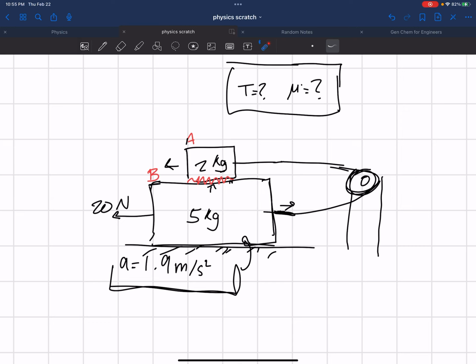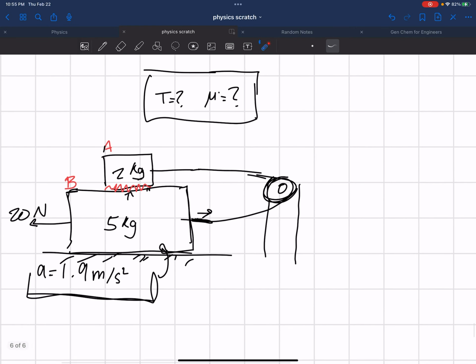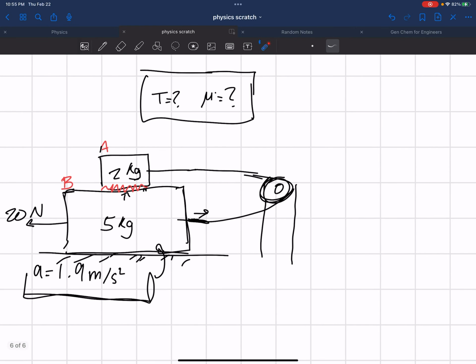Okay? Block A, I don't know what that is. Block A is sitting on top of block B and it's being pulled by the pulley. And block B is being pulled by some random guy who's pulling 20 newtons right now. Just so y'all know, there's tension, and the tension is the same. Acceleration is the same.